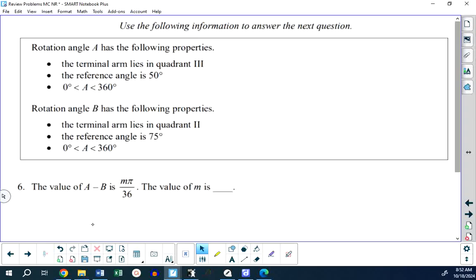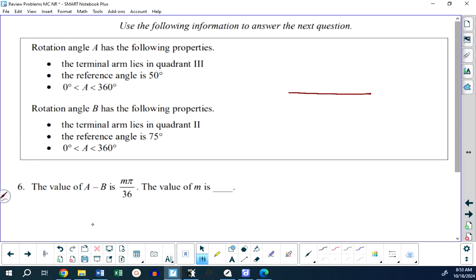Rotation angle A has the following properties. The terminal arm lies in quadrant 3, and the reference angle is 50 degrees. You're told that A is between 0 and 360 because if I said, what is the value of A, there are an infinite number of rotation angles that will land you in quadrant 3 with a reference angle of 50 degrees.